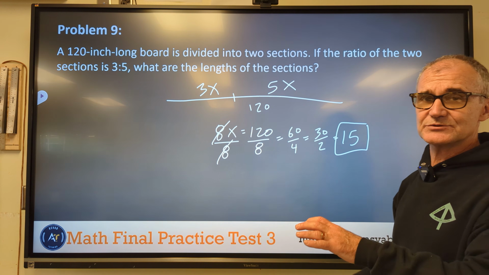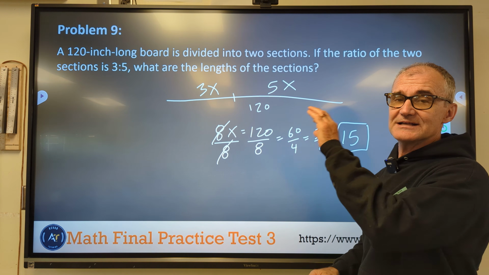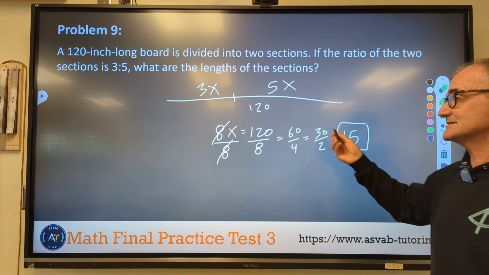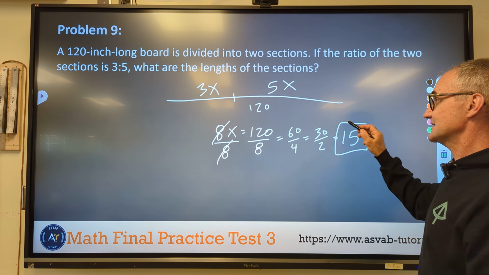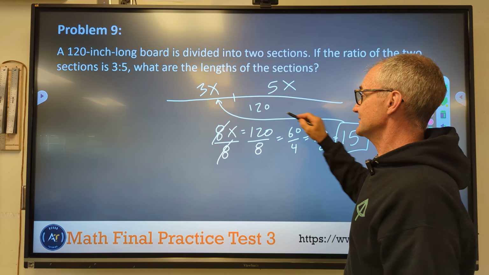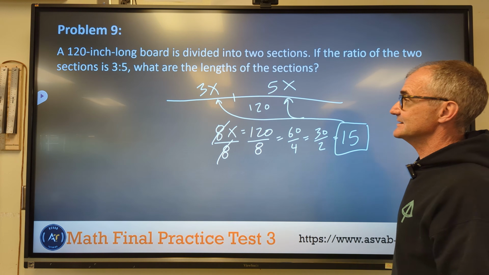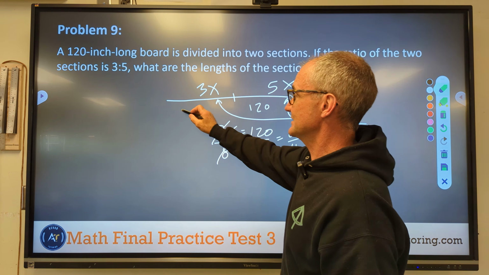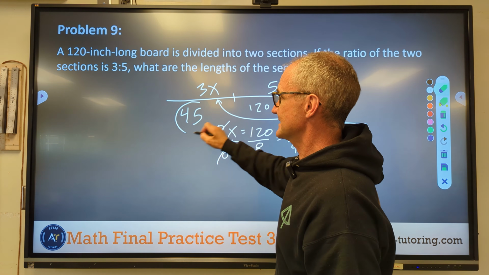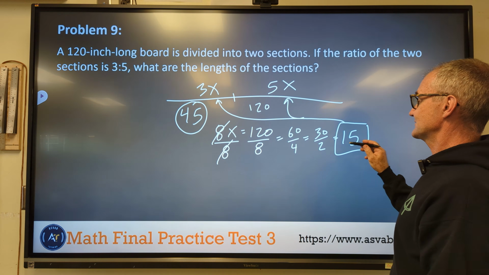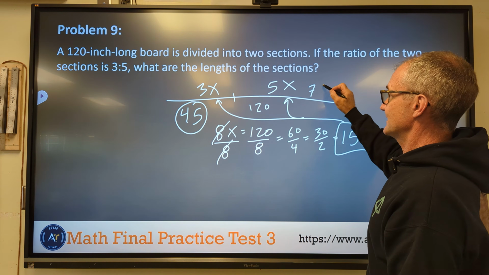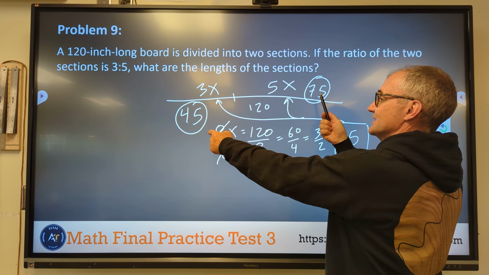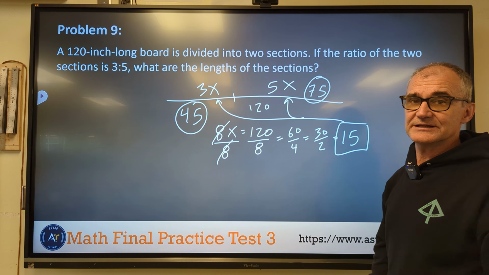If this were a multiple choice problem, that would probably be answer A as an automatic distractor. That is not the correct answer. That is the value of x. You've got to take that value of x and plug it in here and in here to get the 2 different lengths. 3 times 15 is 45. That's that length. 5 times 15 is 75. That is that length. They are in the ratio of 3 to 5, and they add to 120.